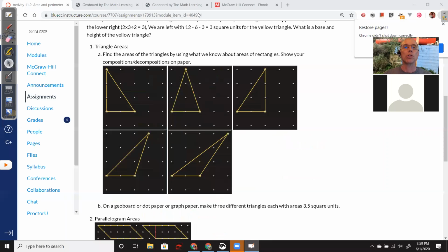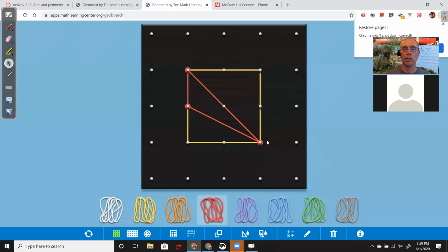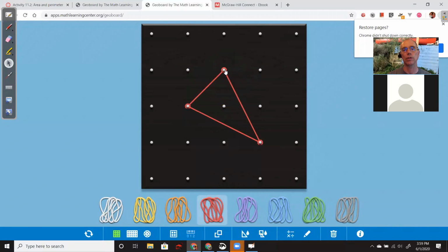Show desktop, Geo Board, and let's delete this stuff. Delete. Okay, let's use a different version. Oh wait, I know what I want to do. Let's see, I'm just going to move you over there. Okay, so here I have a triangle here. And usually when I'm trying to identify a base and a height, I want to have one of them be horizontal so the other can be vertical. But I have no horizontal or vertical lines here.